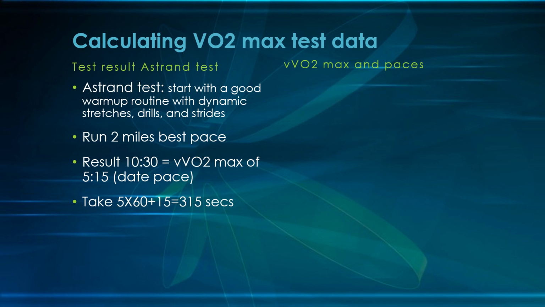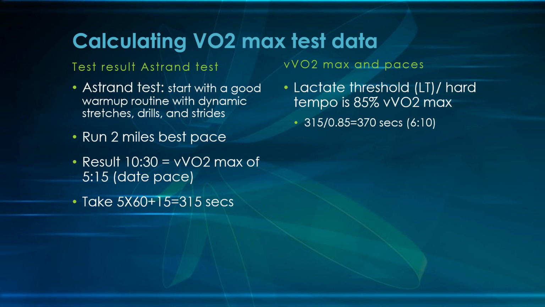Take a look at a different type of workout, a lactic threshold or a hard tempo workout. This is at 85% of your VO2 max, and again, I'll do a whole video on this just showing why it should be at 85% of your VO2 max. This would be 315 divided by 0.85, and you've got 370 seconds. That is a 6:10 workout.